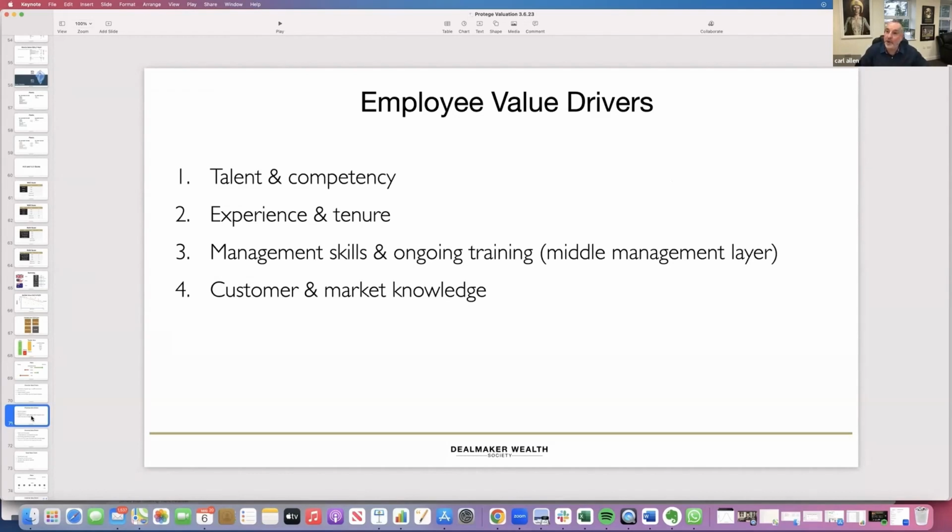When I'm looking at employee value drivers, I'm looking at what's the talent and the competency of the employees in the business. I'm looking at their experience, and I'm looking at their tenure. How long have they been there? I'm looking at their management skills, and is there any ongoing training? And then is there a middle management layer in that business that if the owner leaves, the middle management layer can run the business without the owner being there? And then I want to gauge, do they have real solid customer and market knowledge? Are they experts in their fields?